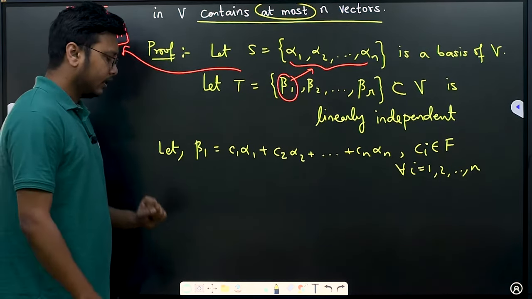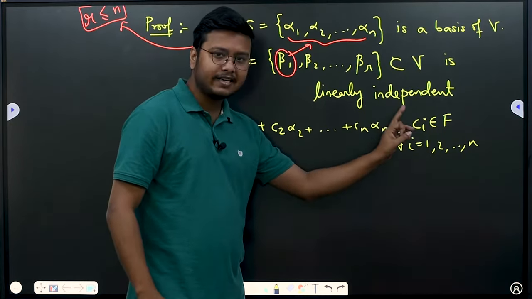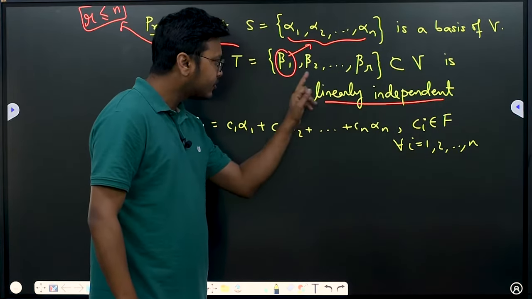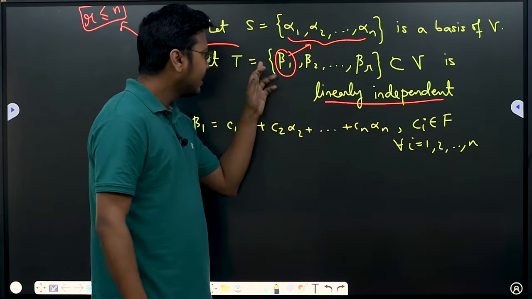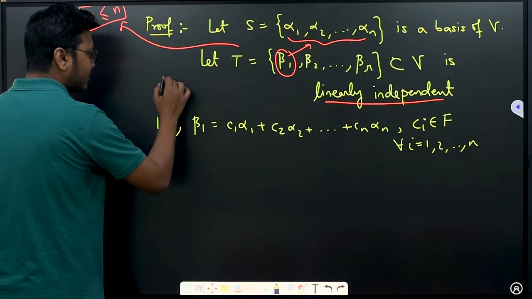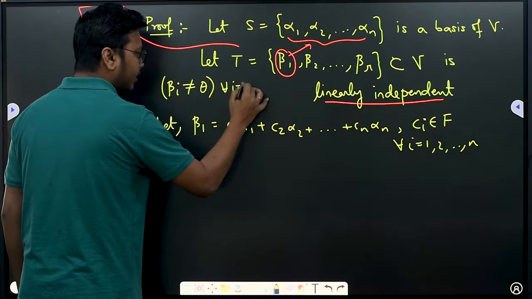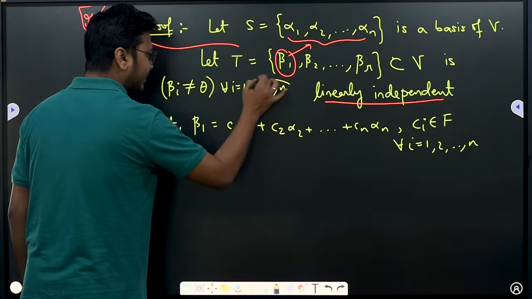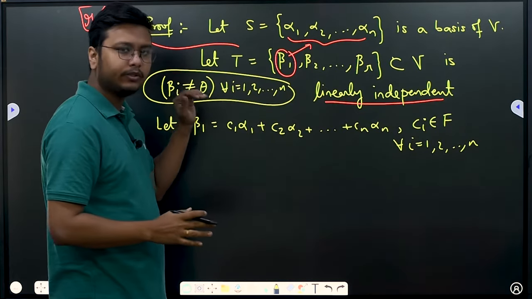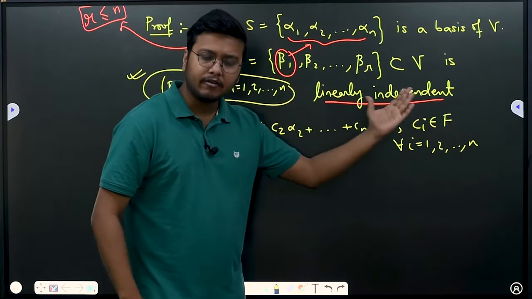Okay. Now here, since the set T is linearly independent, it cannot be possible that the elements are null elements. That means none of the beta i's can be equal to theta. So I must have that all the beta i's are not equal to theta for all i from 1 to n. Now this is something that is definitely going to happen, so we are not writing that, but you need to keep it in mind, because any set which contains the theta element can never be linearly independent.